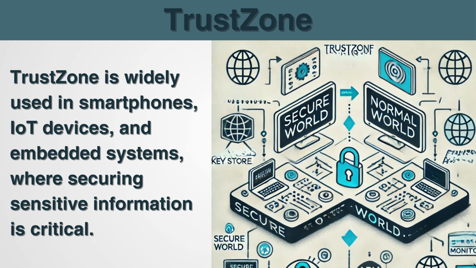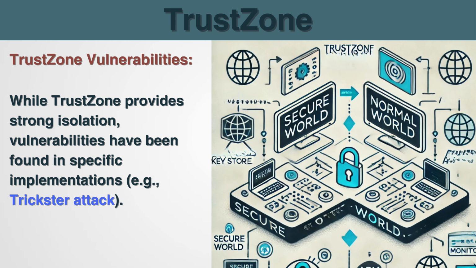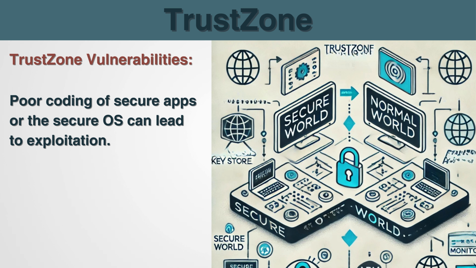There are potential threats and considerations, like everything. TrustZone vulnerabilities. So while TrustZone provides strong isolation, vulnerabilities have been found in specific implementations. There is the Trickster attack, which we'll talk a little bit more about later. And poor coding of secure apps or the secure OS can lead to exploitation.